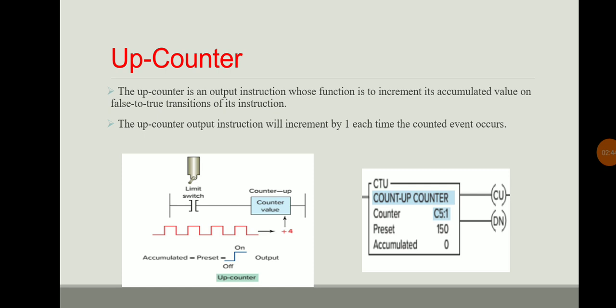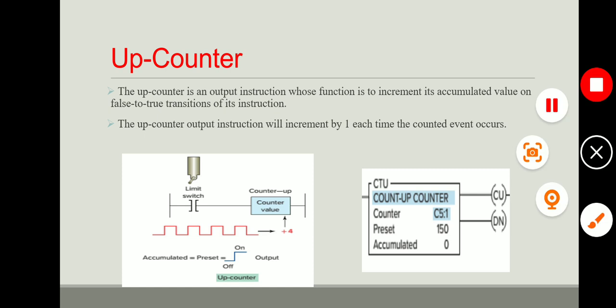On the right side we have the up counter instruction. What are the parameters available in the up counter? The counter name, preset and accumulated. It is like a timer, but the basic difference between a timer and a counter with respect to instructions is the time base. A counter has a constant incremental value. The counter can increment by one at every false to true transition.